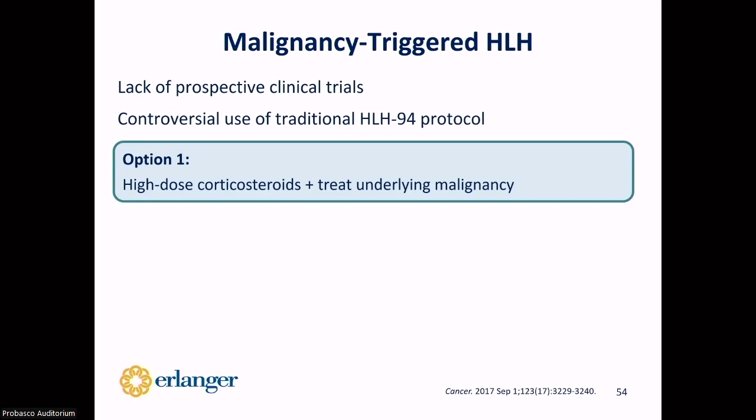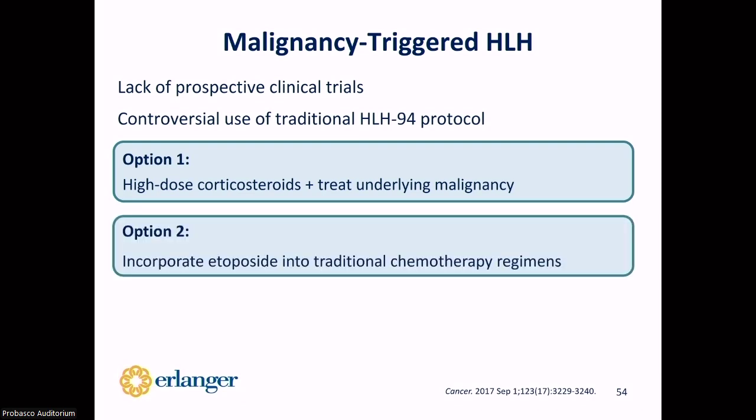Option one is just giving high-dose corticosteroids per the HLH94 protocol, that dexamethasone taper that we saw, while treating the underlying cause, which would be your respective malignancy. Option two is incorporating etoposide into traditional chemotherapy regimens. I think this one's my favorite because you're kind of treating both at the same time.